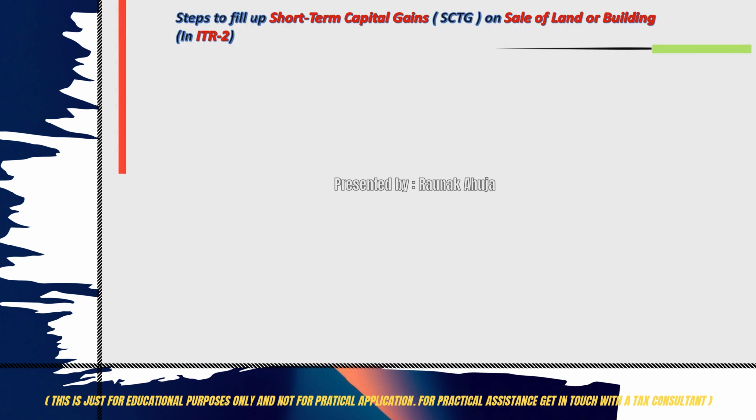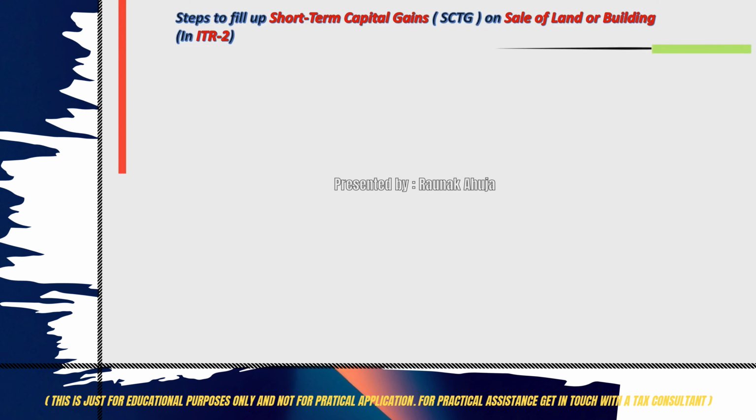In case you're a taxpayer who has sold property this year and also have a business income, then in such a case, you're supposed to file ITR-3. However, if you're a taxpayer who has sold property this year but does not have a business income, then in such a case, you're supposed to file ITR-2.